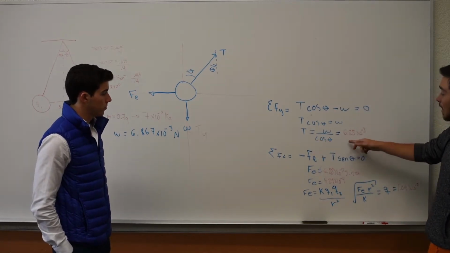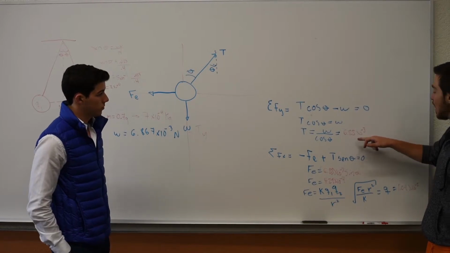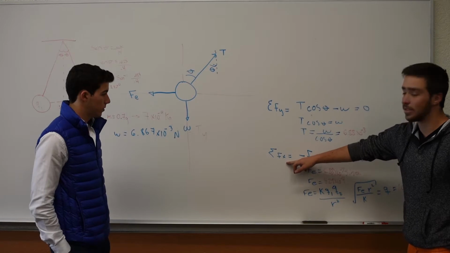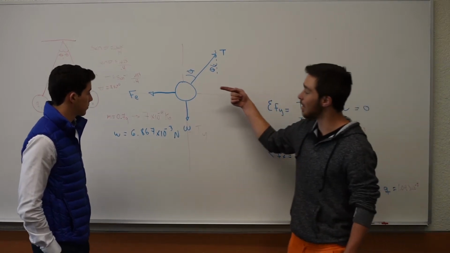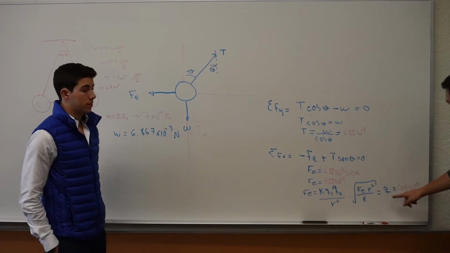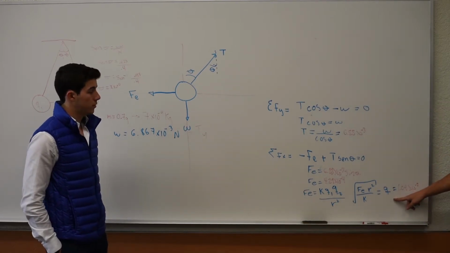Then with that tension, that is 6.88 times 10 to the minus 3, we put it in the x sum of forces, where the electric force is acting, to obtain the Q, the charge.